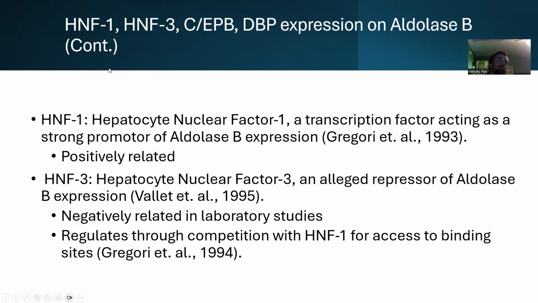So, HNF1, this is hepatocyte nuclear factor 1. Hepatocyte being liver cells. Okay, so hepatocyte nuclear factor 1 is a transcription factor acting as a strong promoter of aldolase B expression. If you overexpress HNF1, you're going to overexpress aldolase B. If you underexpress HNF1, typically the expression of aldolase B will decline.